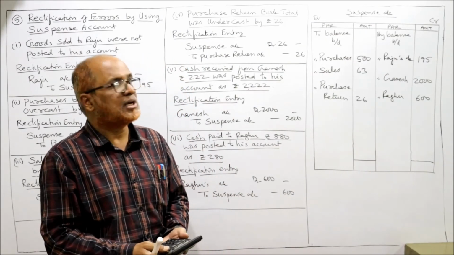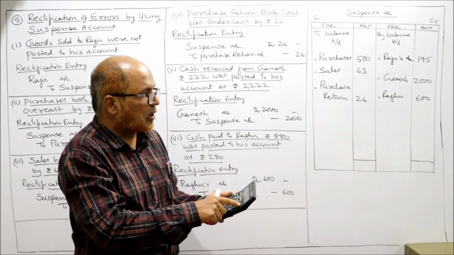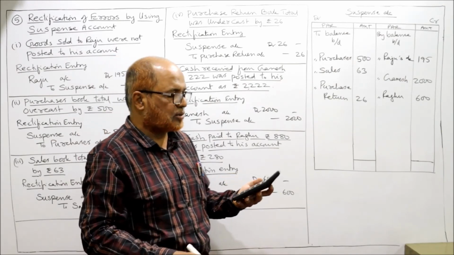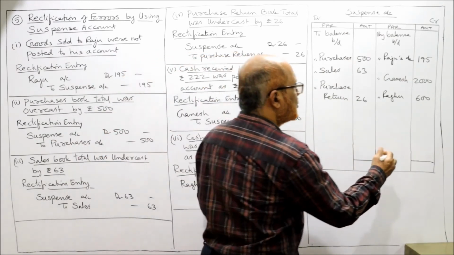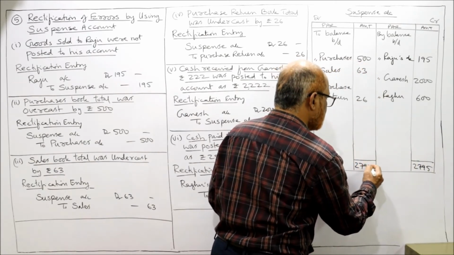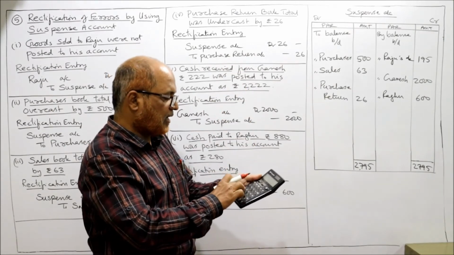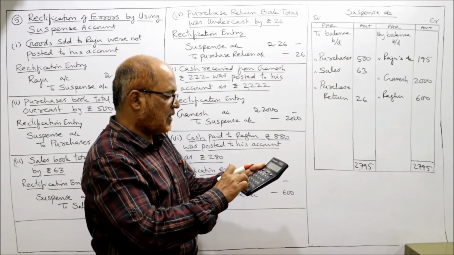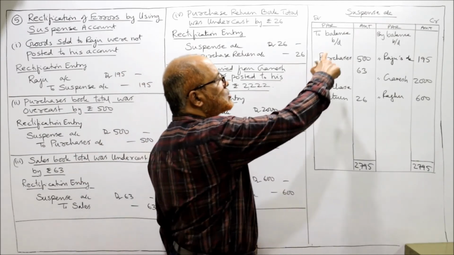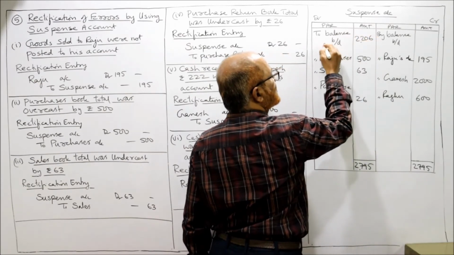Now we find out the balance. See which side is more. It is apparent that the credit side is more. How much is the credit side? 195 plus 2000 plus 600, 2795. From 2795 I subtract the three items: minus 500, minus 63, minus 26. So 2206 is the balance. This 2206 I am taking here. This is the balancing figure.